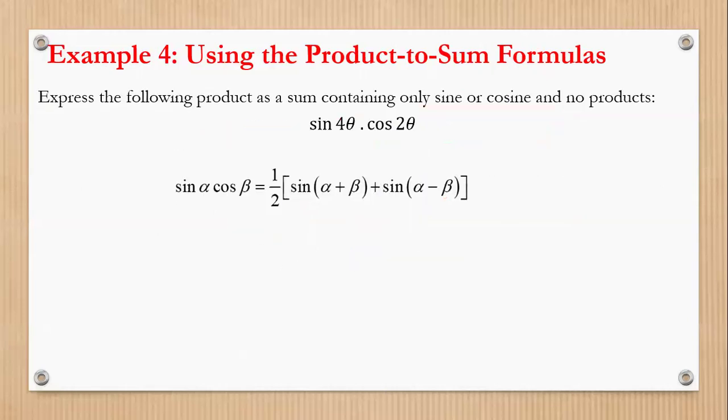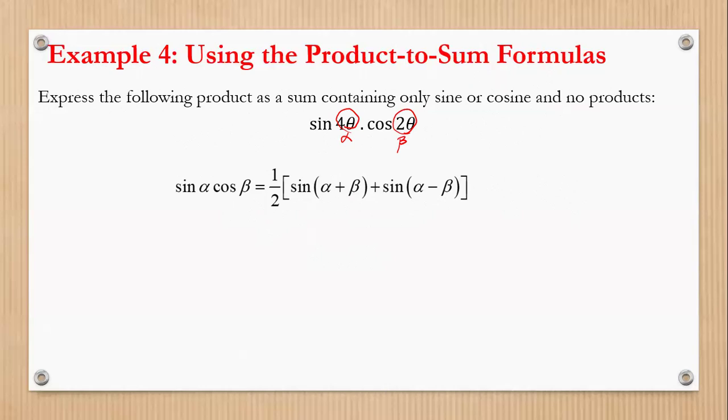Okay. We want to express this following product as a sum containing only sine or cosine and no product. Okay, so we have one sine, one cosine. That's angle alpha, and that's angle beta. So we need to write the formula for one sine and one cosine. The sine of angle alpha times the cosine of angle beta, which the formula is on the screen right now. And we only need to replace the angles for alpha and beta.